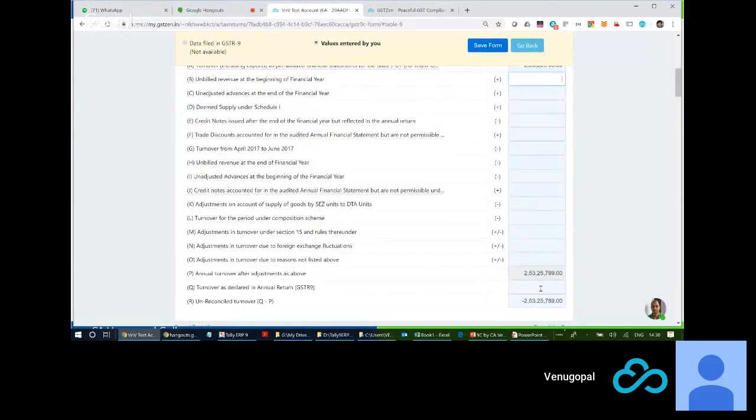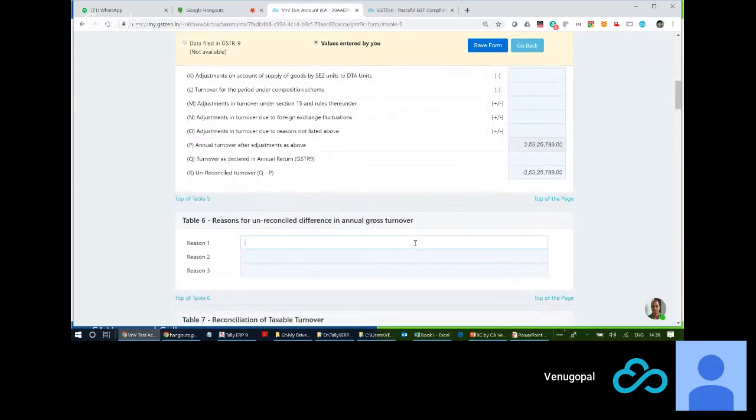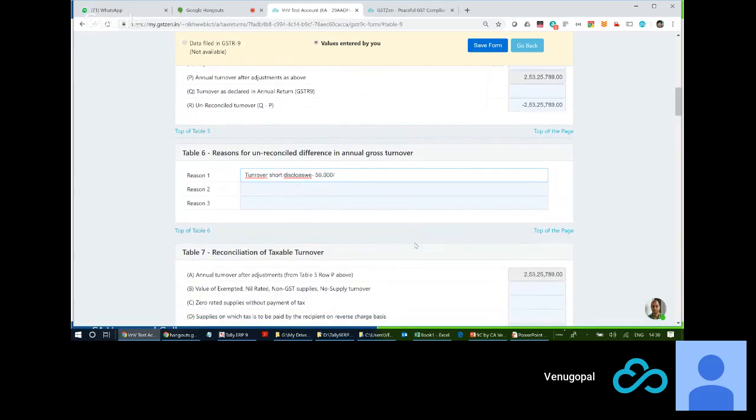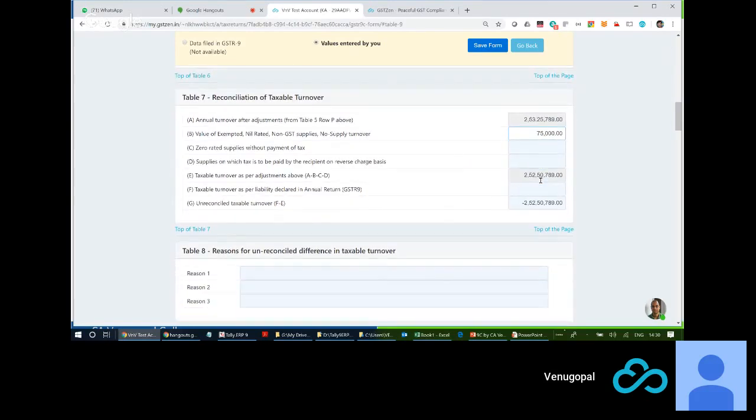This would be compared with whatever is there in GSTR-9, and if there is something not matching, you can give the reason, such as turnover short disclosed, or whatever explanation you have as an auditor. So you give the explanation and submit it. You can enter the data table by table, and you can come to the end.